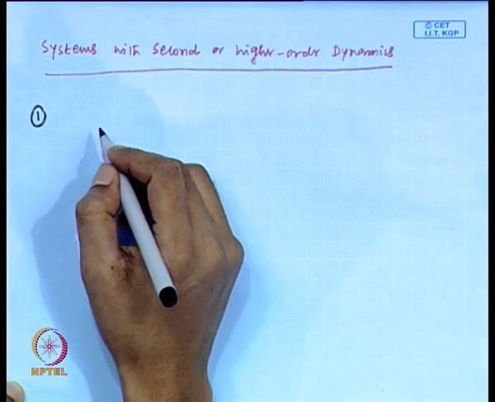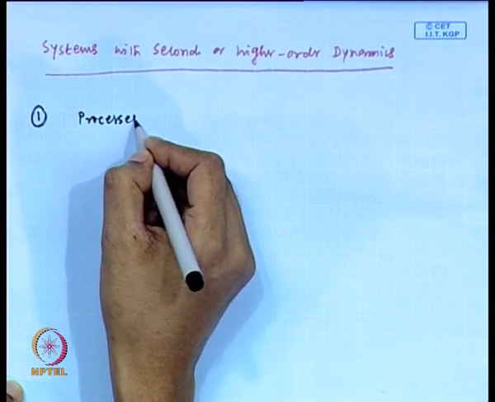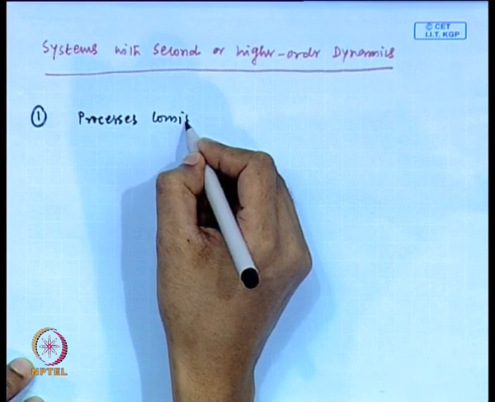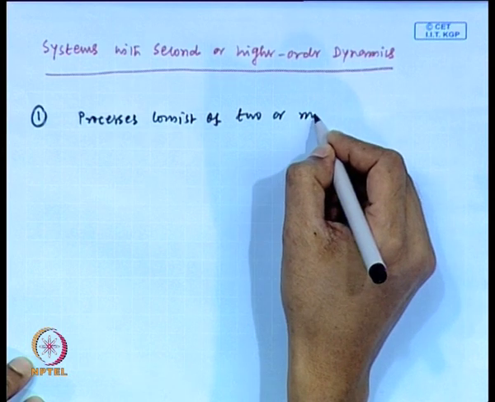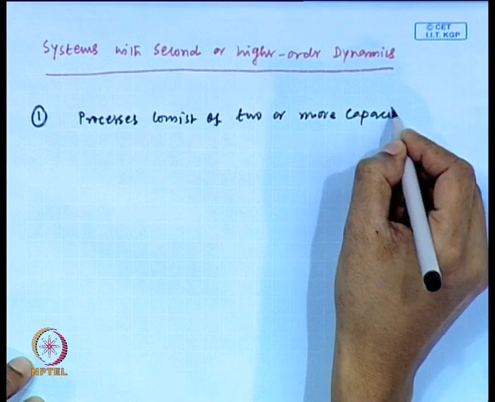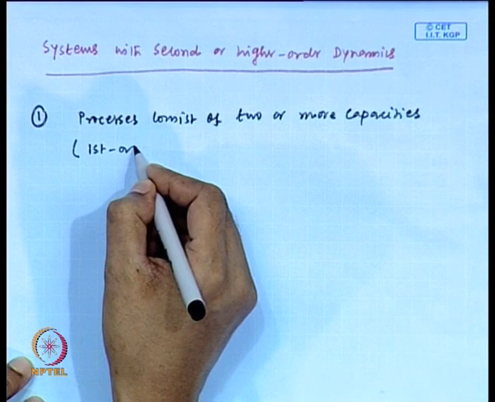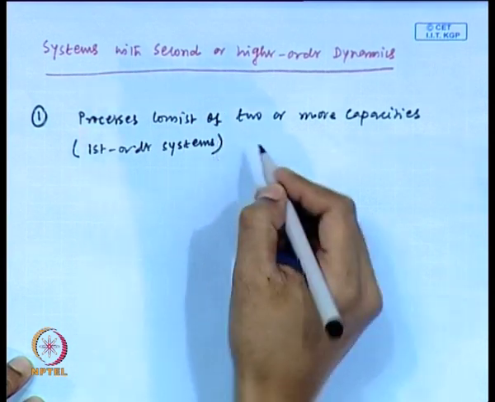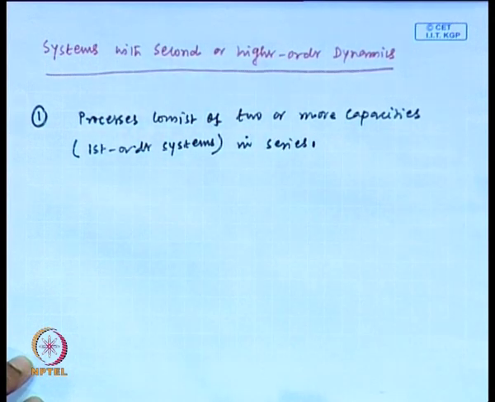So, under this category, the processes consist of two or more capacities, and they are first order systems in series. Fine.